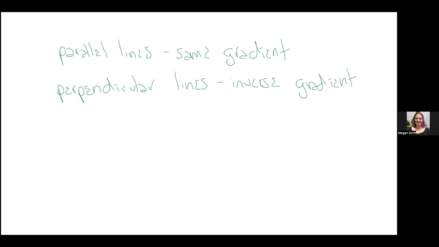So if I say y equals negative 2x minus 4, I want to find a perpendicular line that passes through the point 1, negative 4. How would I go about doing that? By the inverse of the gradient. So what's my new slope? Positive half, right? The inverse of 2 is half, and I changed the sign. So my new slope is half.